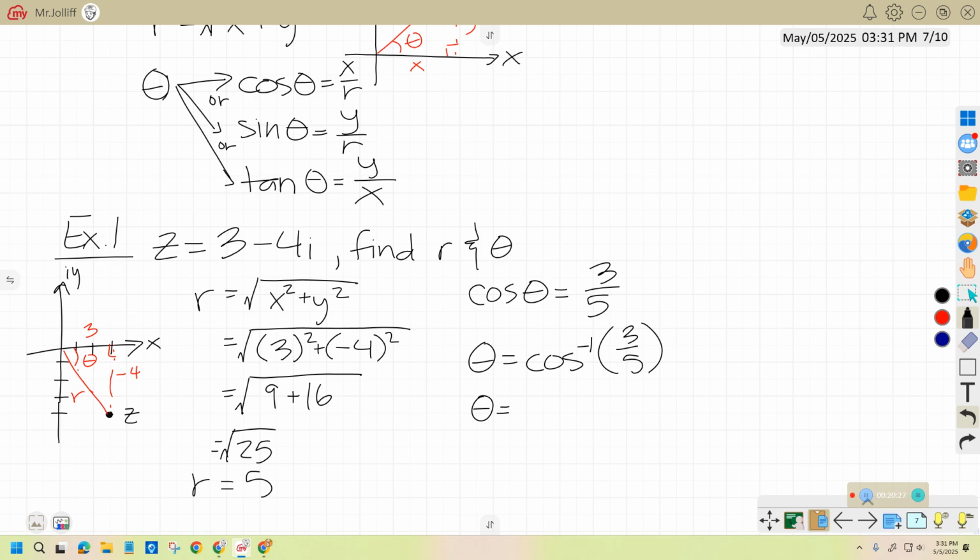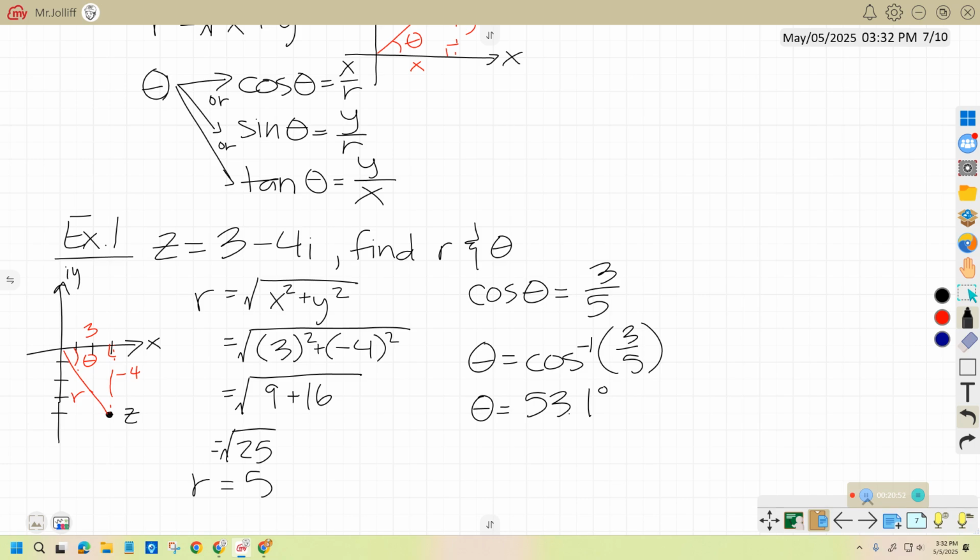Omar, what did you get? Cosine inverse of 3 over 5. 53.1. So I'm going to just round to 0.1, 53.1. Good. Looking at the picture, not the number, the picture, is that positive 53.1 or negative 53.1? Negative, because it's below the x-axis.